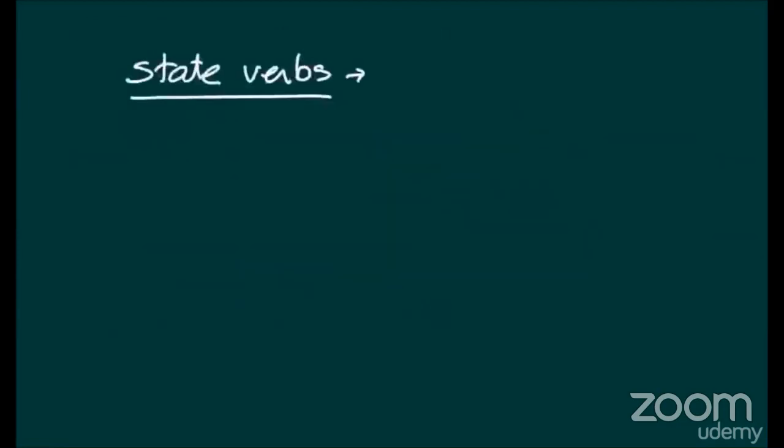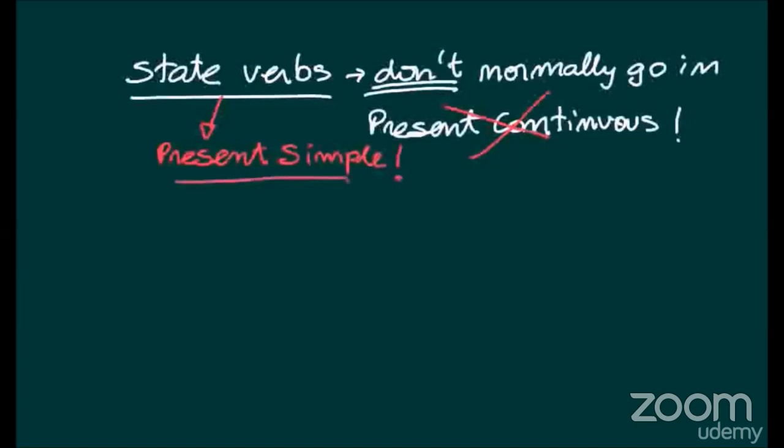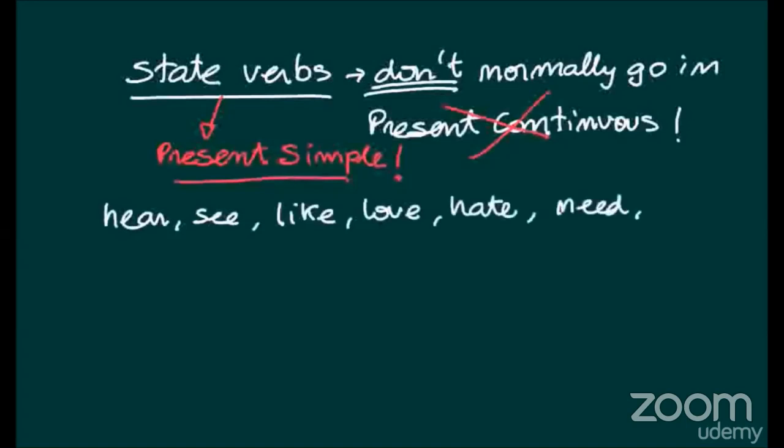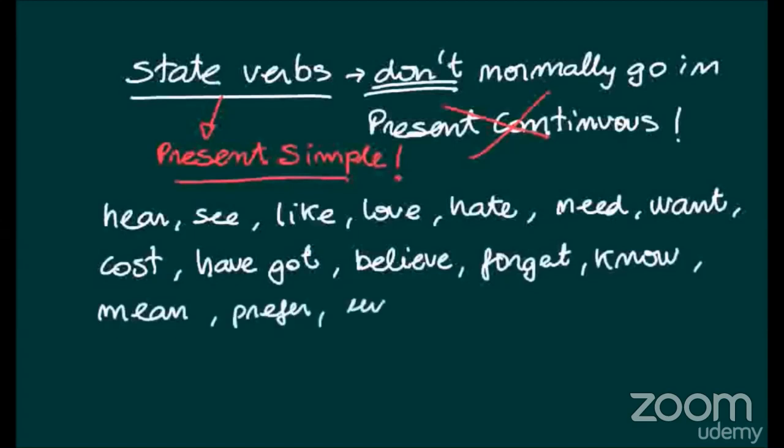Remember the state verbs, so when you find a state verb, it doesn't normally go in present continuous. It probably goes in present simple. Some state verbs are hear, see, like, love, hate, need, want, cost, have got, believe, forget, know, mean, prefer, or understand.